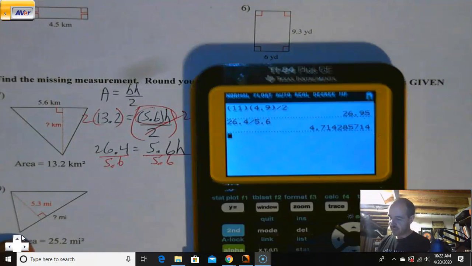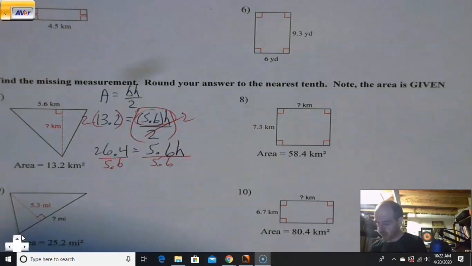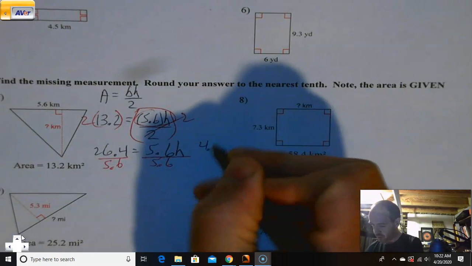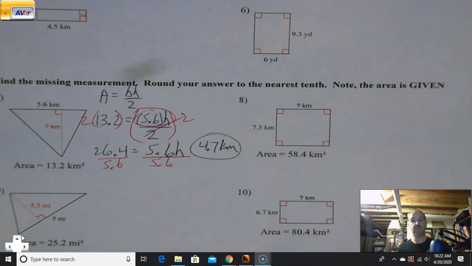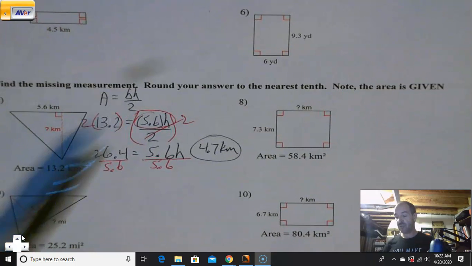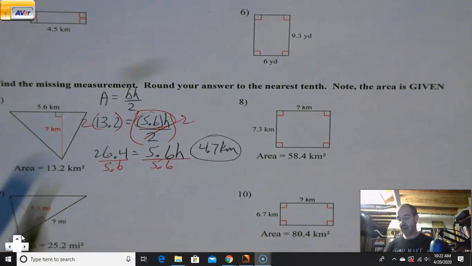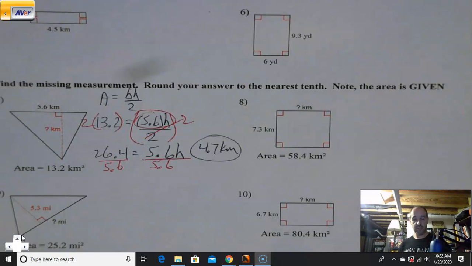Round your answers to the nearest tenth. So here we'd be looking at 4.7 kilometers. Now you're like, why didn't you put squared this time? Because it wasn't the area I was finding, it was just the height. Base and height, length and width are one-dimensional things. They're just in a straight line. So that's why we're looking at those that way.